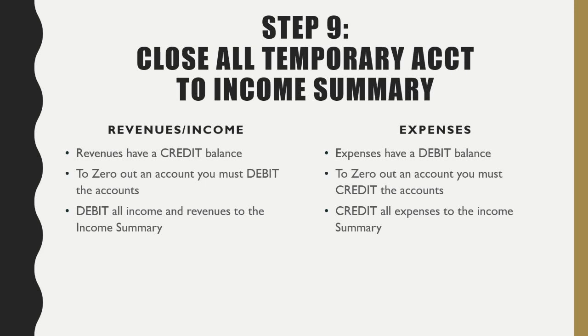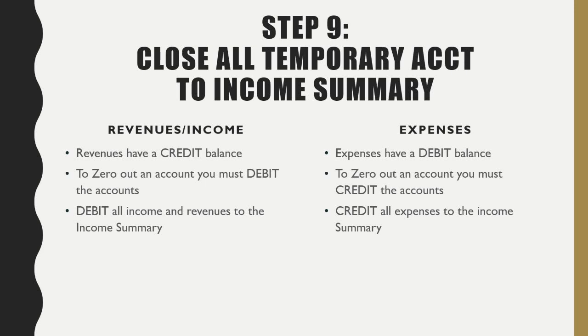So how do we close them out? Straightforward. You zero each account out. So for example, if you understand that revenues have a normal balance of a credit, in order to zero out that account, you're going to debit all of your revenues.